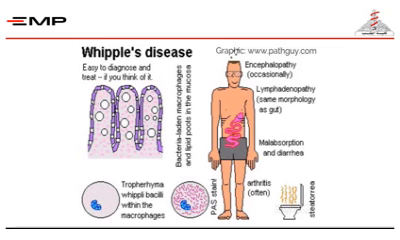Whipple disease is another example of a mucosal disease causing malabsorption. It is easy to diagnose and easy to treat if you think of it. In this disease, together with malabsorption and diarrhea, steatorrhea, there is arthritis, lymphadenopathy, and maybe encephalopathy.